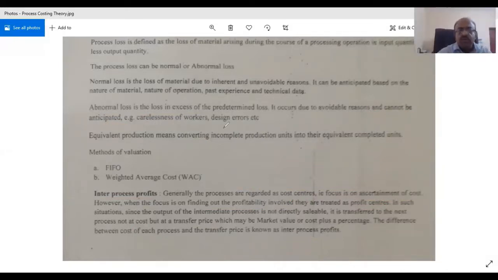Okay, now we will do the problem. The first problem is a very basic problem, but again, it will help you to understand the basics.